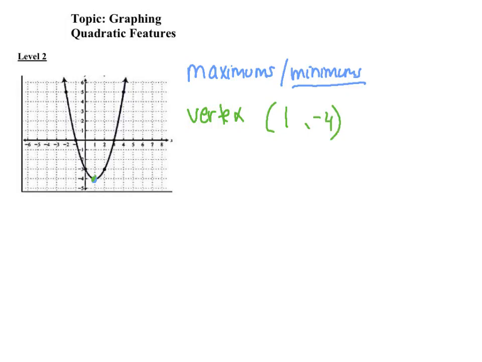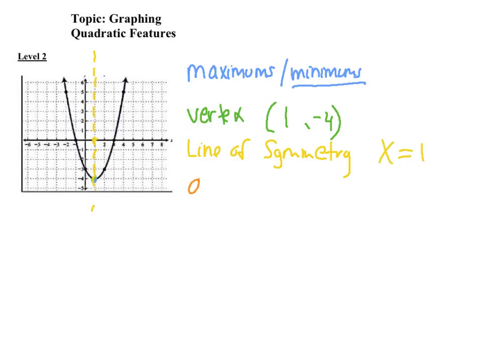The next thing we want to look at is going to be called the line of symmetry. The line of symmetry is the line that cuts the graph exactly in half. And that line is going to be right here. Notice that it crossed the graph at x equals 1. So the equation for the line of symmetry is going to be x equals 1.